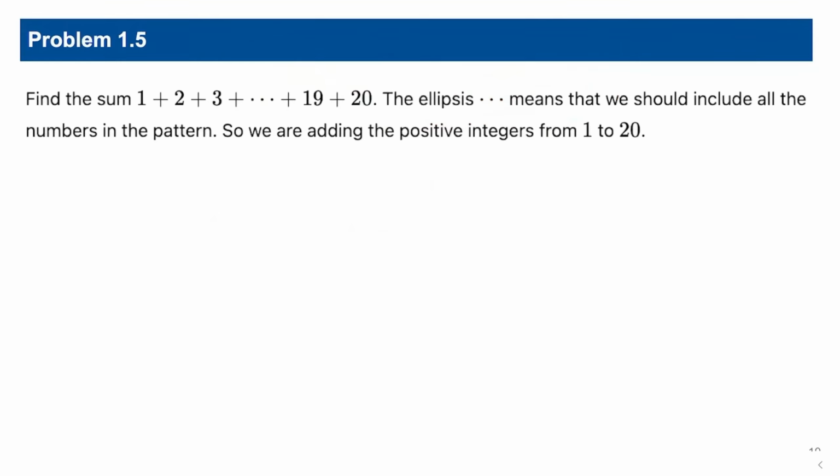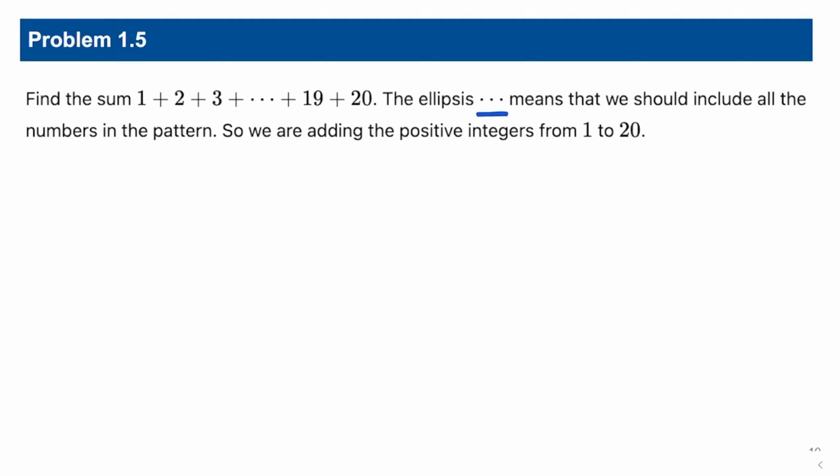Problem 1.5. Find the sum 1 plus 2 plus 3 and so on plus 19 plus 20. Here, the ellipsis, this notation, means that we should include all the numbers in this pattern. And we are adding all the positive integers from 1 to 20.